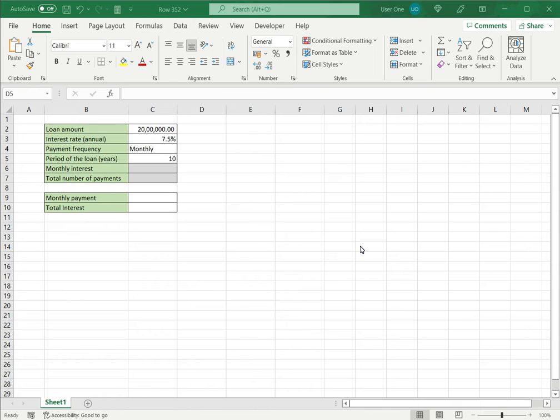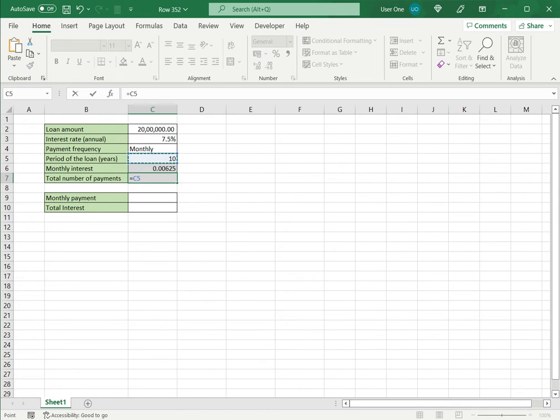I have here the basic elements of the loan, which is the amount, interest rate, etc. I'm going to derive the other inputs for the function using the normal mathematical operators. So for this function, I need the monthly interest because the payment frequency is monthly. So for that, it's just basically dividing the total interest rate by 12. Press enter. Now, total number of payments would be the period of the loan.